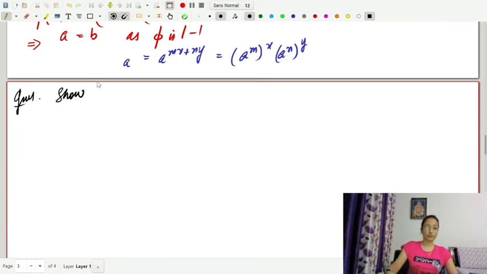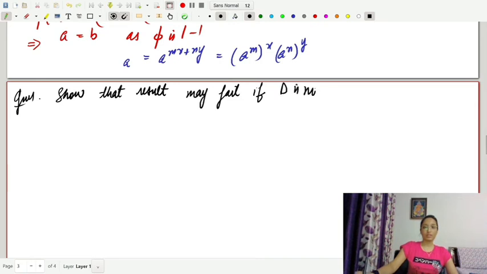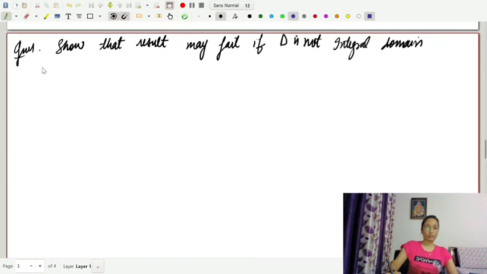Show that the result of the above problem may fail if D is not an integral domain. For this we have to take a counterexample.